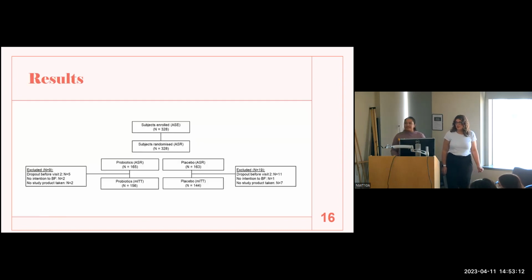As we look into the results, this is how the different groups were divided. We initially started with 328 subjects, and after randomization, we had a pretty even split between the probiotic and placebo categories. However, some exclusions came in, such as people dropping out or not taking the supplement they were given, and this led to a slightly favored probiotic category.